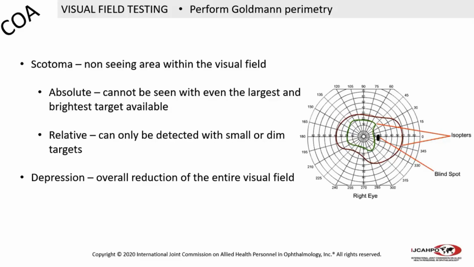A scotoma is a non-seeing area within the visual field. Scotomas can be absolute or relative. An absolute scotoma cannot be seen with even the largest and brightest target available. A relative scotoma indicates there's an area in the patient's vision that can only be detected with a small or dim target. Depression indicates an overall reduction of the entire visual field.